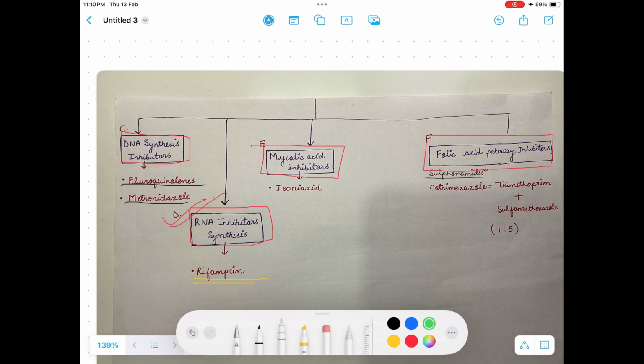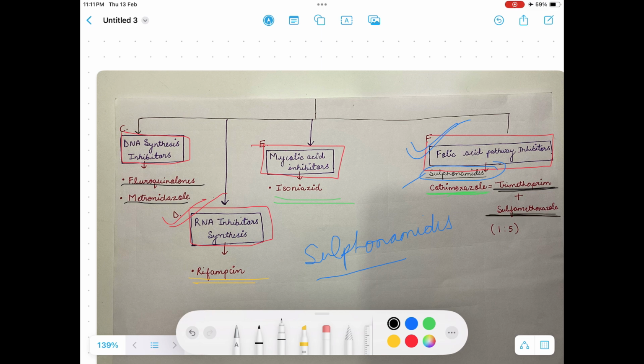Now the fifth group, that is the mycolic acid inhibitors. Inside mycolic acid inhibitors we have isoniazid. Now the sixth and the last group we have is the folic acid pathway inhibitors. In folic acid pathway inhibitors there come sulfonamides, as you can see. Inside the sulfonamides we have cotrimoxazole. Cotrimoxazole is a combination of two drugs. Which two drugs? Trimethoprim and sulfamethoxazole.